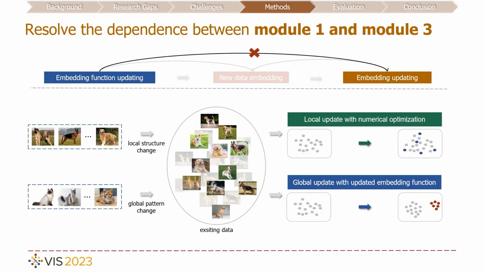Secondly, we address the dependency of the embedding updating module on the embedding function updating module through a hybrid embedding updating strategy. In this approach, the embedding updating module only invokes the updated embedding function when it detects global changes. Otherwise, it exclusively conducts local updates using numerical optimization methods.